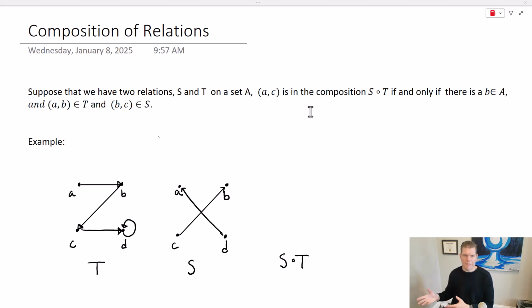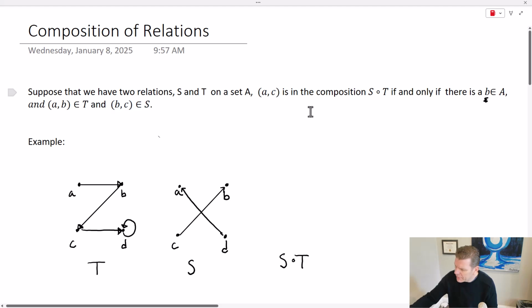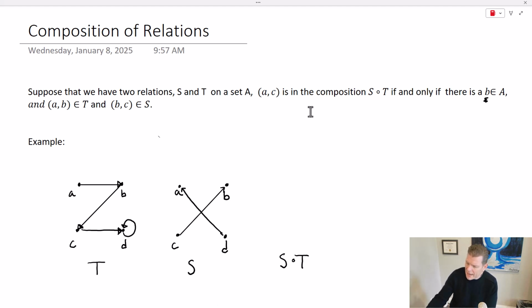So let's take a look at our definition for a composition. We have two relations S and T on a set A. AC is in the composition S of T if and only if there is a B belonging to A, an AB belonging to T, and a BC belonging to S. Now, a couple things I want to point out here. One is that we have to have that intermediary step B belonging to A. It's got to be inside of the set A that we have both S and T on. Second, we notice that S and T are both going to be defined on the set A.